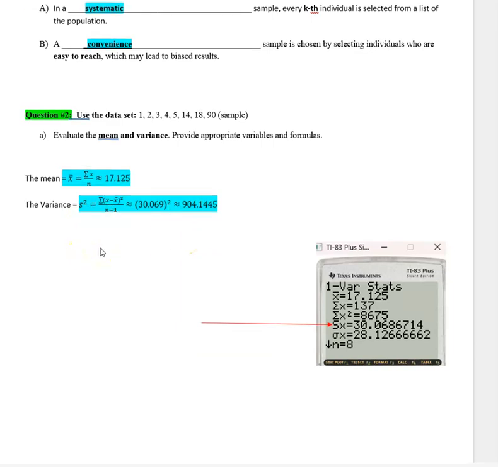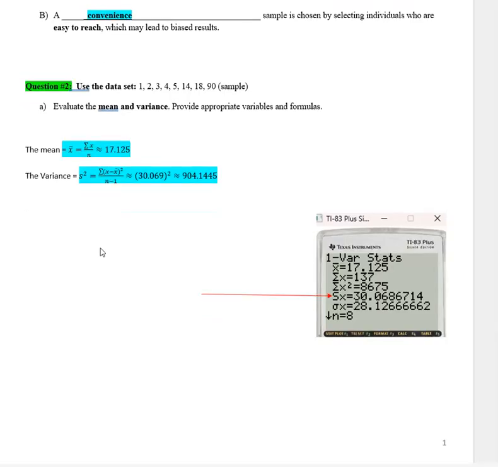So make sure that for any future exam, for the mean, variance, and standard deviation, you provide it in this format.